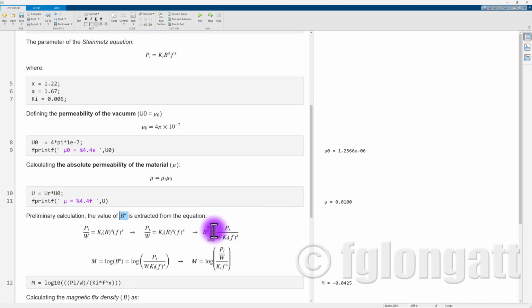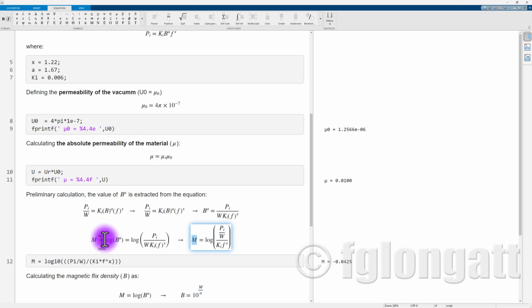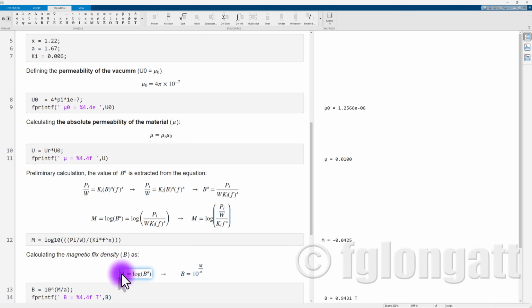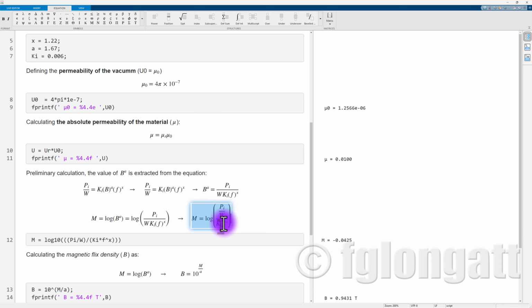And I will call M the whole number B exponent a, after applying the logarithm to both sides of the equation. In other words, M is basically the logarithm of this quantity B exponent a, because when we know M, we will be able to calculate B. So here I put the final value for M as the logarithm of this coefficient or quotient.